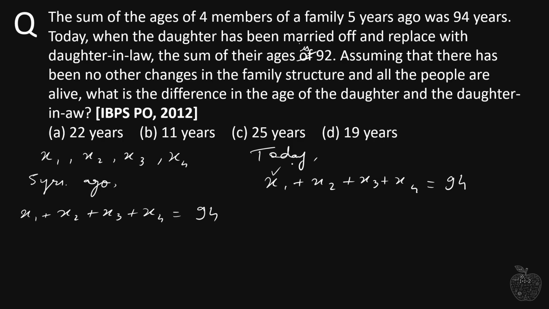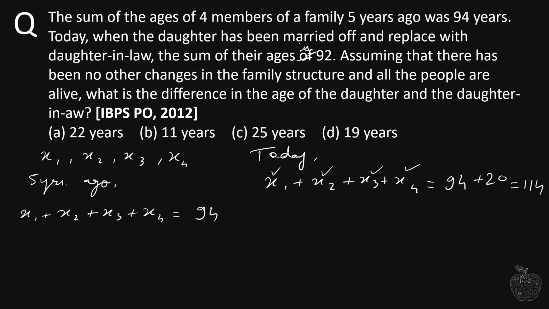So x1 must have increased by 5. So we add 5 plus 5 plus 5 plus 5, which is 20 years. So we get the sum of their ages today, which is 94 plus 20 is equal to 114. All right, this much is clear.